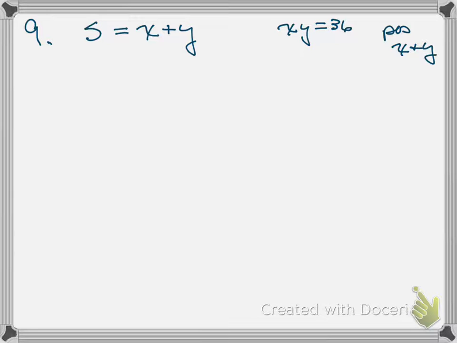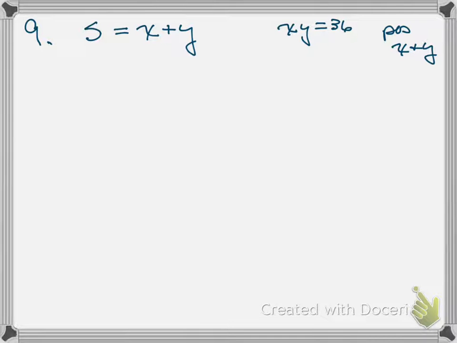So let's write down what I have. I need to have positive values, and I want to minimize s equals x plus y. So in this situation, this is the function I'm going to minimize. My constraint is actually that xy equals 36, and I want positive values for x and y. That's what I have to find.